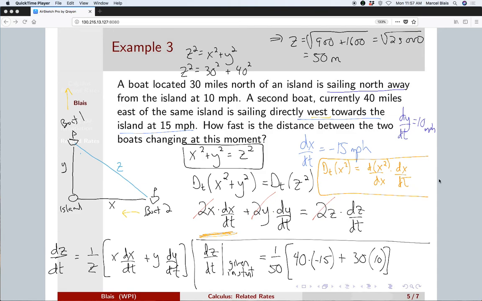And if we work that out, that will be negative 6 miles per hour. Which means at this instant in question, the distance between these two boats is shrinking at a rate of 6 miles per hour.